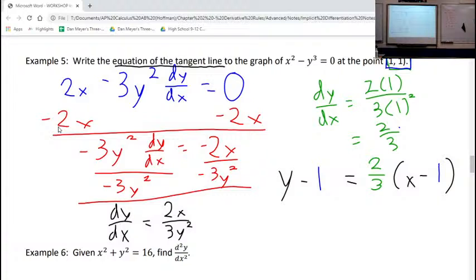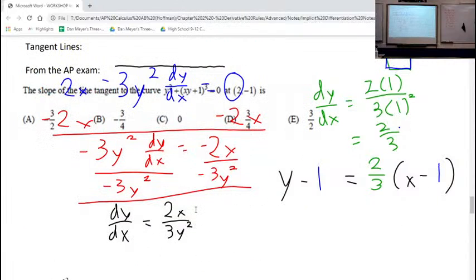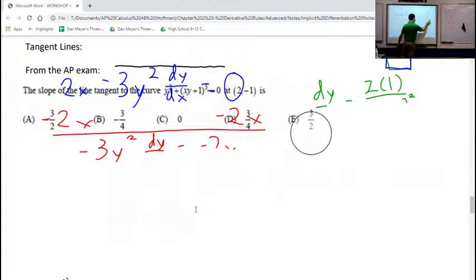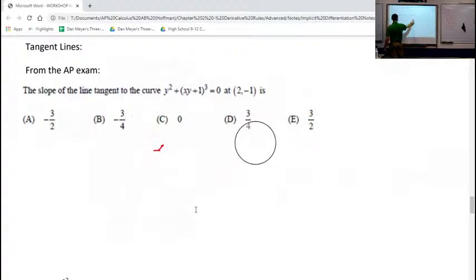Let's do one more. Next page. This one I'll actually have you try on your own. You should have all the tools to try this one on your own.